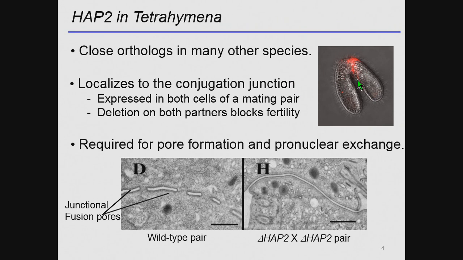And we found in that first study 2 years ago that HAP2 localizes to the conjugation junction between mating cells and is expressed and functional on both cells of the mating pair. However, you need to knock out HAP2 in both cells of the mating pair in order to result in a complete block to progeny formation and fusion pore formation. And this is unlike in other species in which HAP2 has been studied so far, because in other species it's only present and active on the male gamete. So it's present on both cells of the Tetrahymena pair and functional.